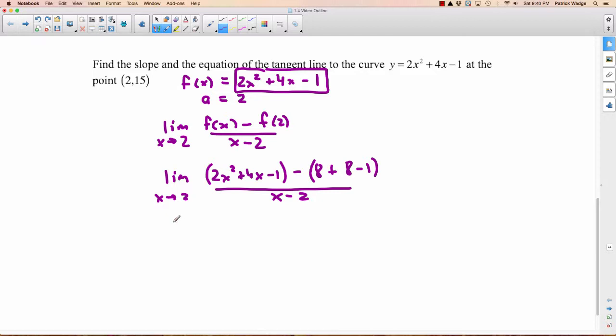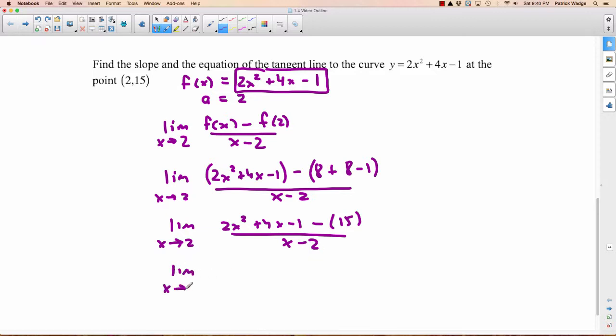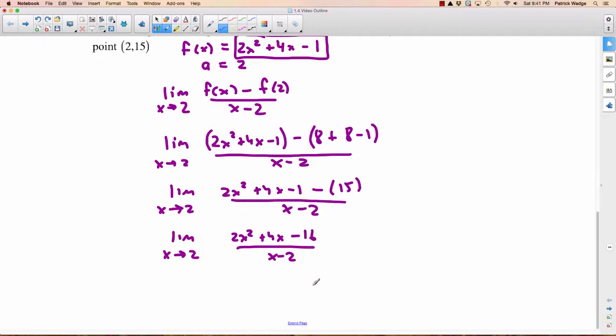Let's keep going. This is a lot of steps to these questions. So let's combine terms. So we have 2x squared plus 4x minus 1 minus 8 plus 8 is 16 minus 1 is 15, all over x minus 2. You could probably skip some steps. It's a bit of overkill here. So now what I have, 2x squared plus 4x, and I have minus 1 and minus 15. That's minus 16 over x minus 2. Okay, what do you think we should do now? Now we should factor the top.